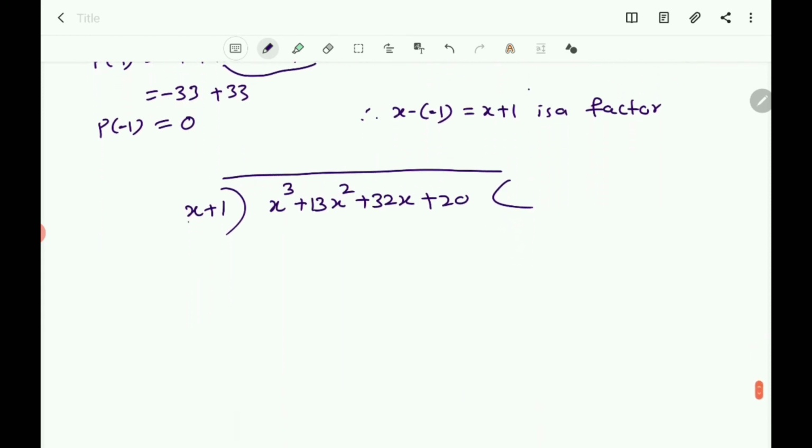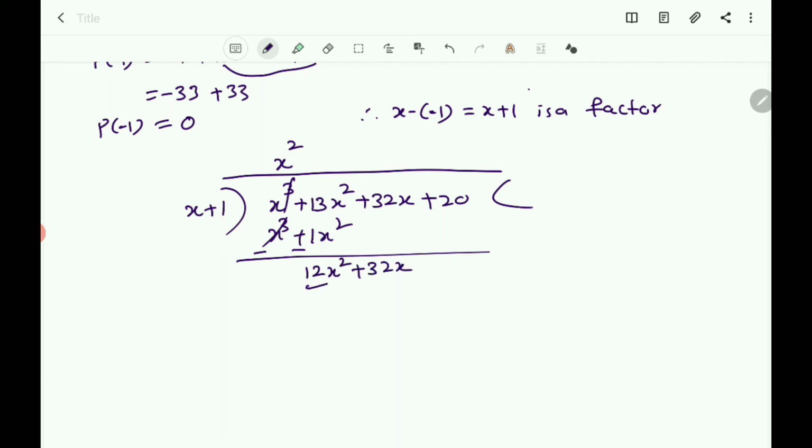So here x cube is there, so multiply by x square. Multiply both the terms x and 1 by x square: x into x square is x cube, plus 1 into x square is 1x square. Then change the sign. These two cancel. 13 minus 1 is 12x square. Take that 32x below.